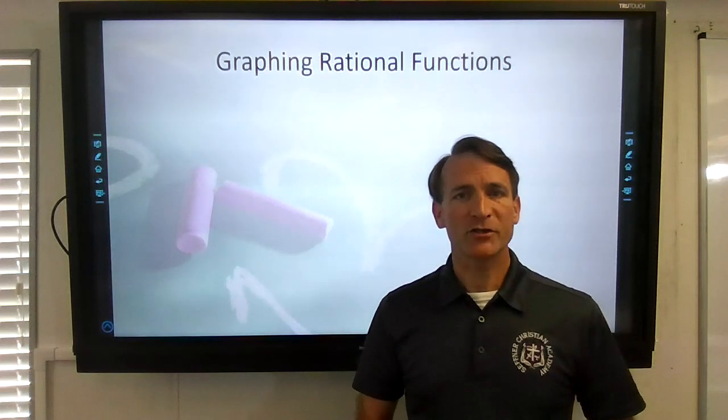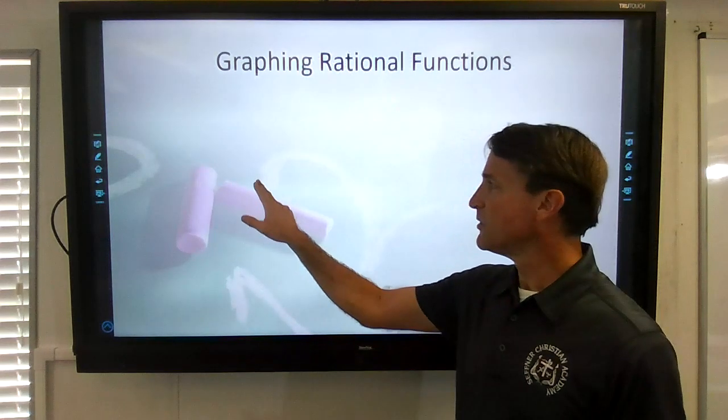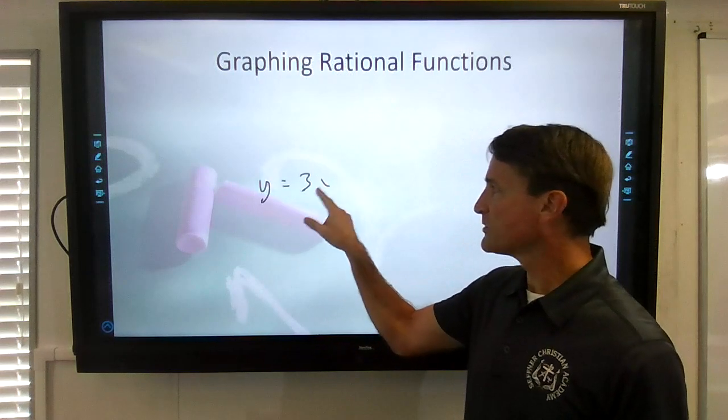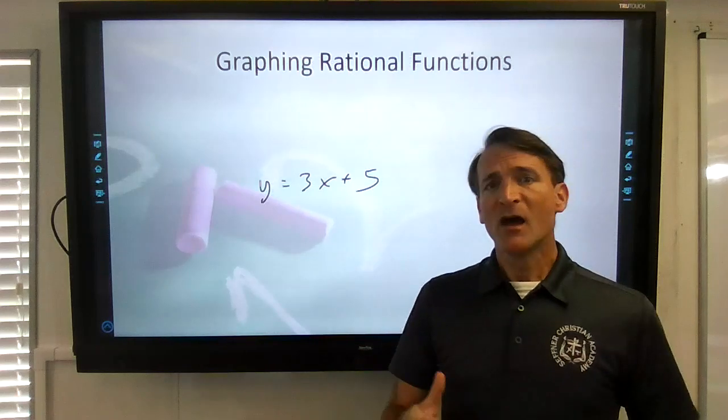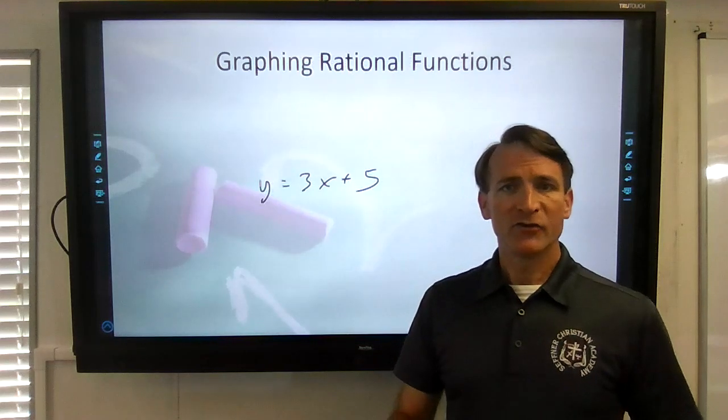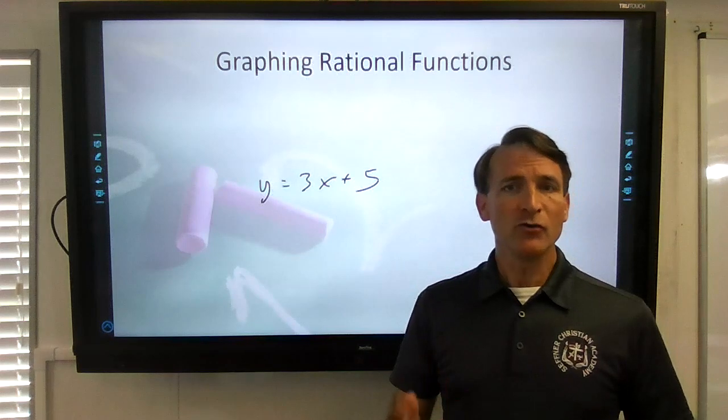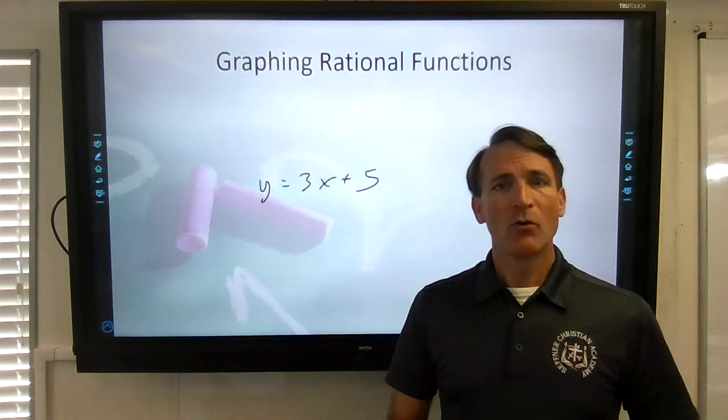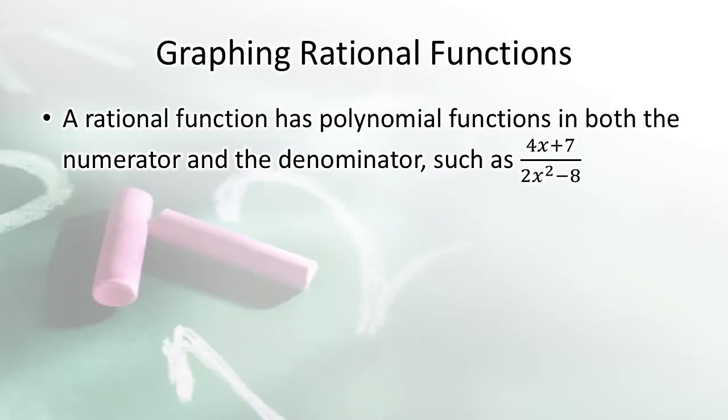A rational expression is something such as y is equal to 3x plus 5. A rational function is when I have two rational expressions, one on top of the other. As an example, we have 4x plus 7 over 2x squared minus 8. That is a rational function because it has a polynomial function both in the numerator and in the denominator.